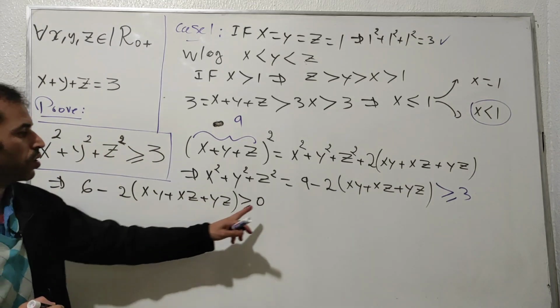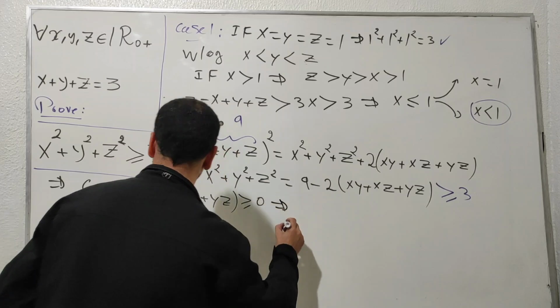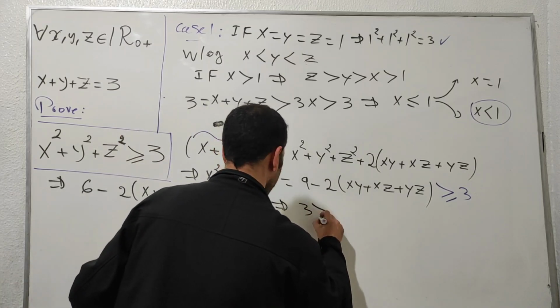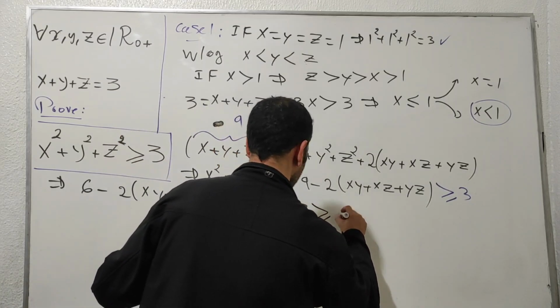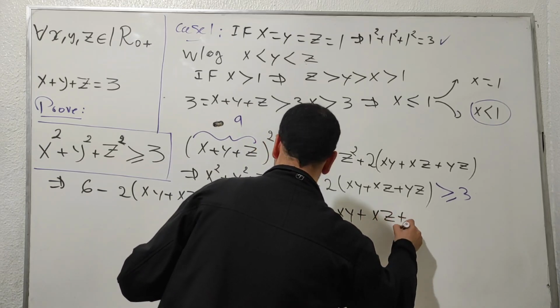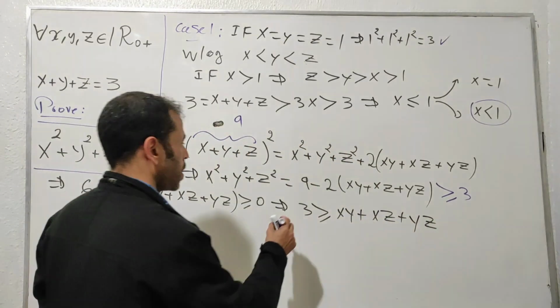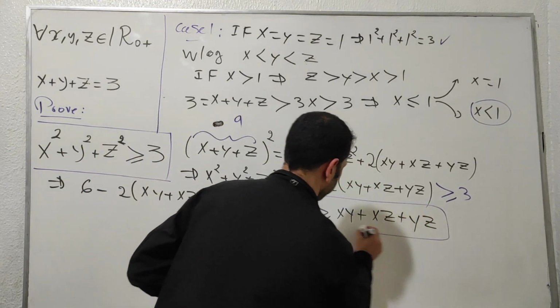Then move this one over to the right and divide both sides by number 2. I will end up with this one: 3 must be superior equal to xy plus xz plus yz, like this, okay. So I have ended with this nice expression.